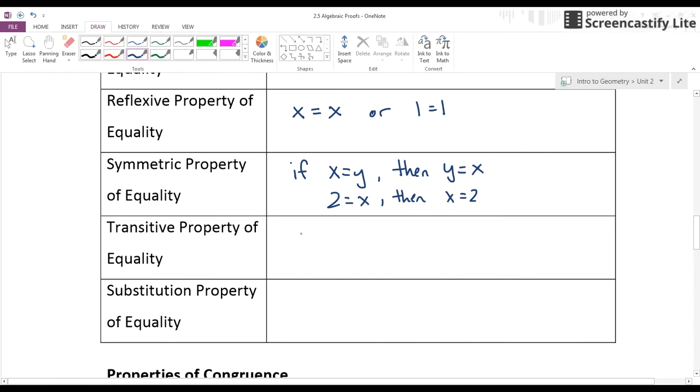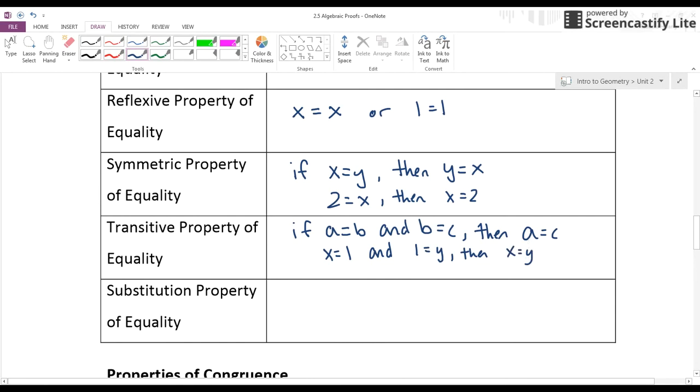Transitive property of equality, it's kind of like that law of syllogism. It basically links things together. So for example, if A is equal to B and B is equal to C, we can basically cut out those B's in the middle and say, then A is equal to C, right? So again, if x is equal to 1 and 1 is equal to y, then we can say x is equal to y. So that's your transitive property. You have some linking piece of information that we cut out and we just put the two ends together, so A and C. All right.